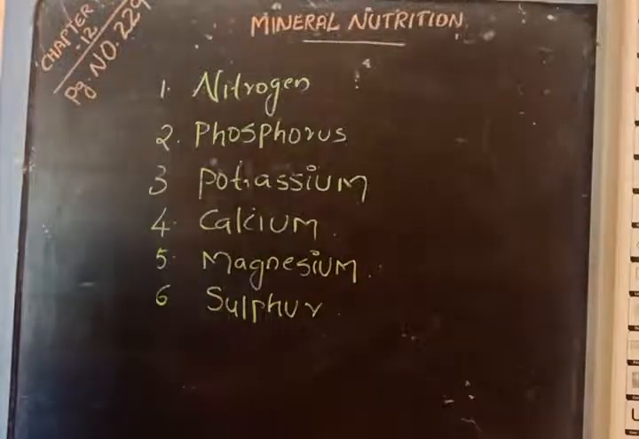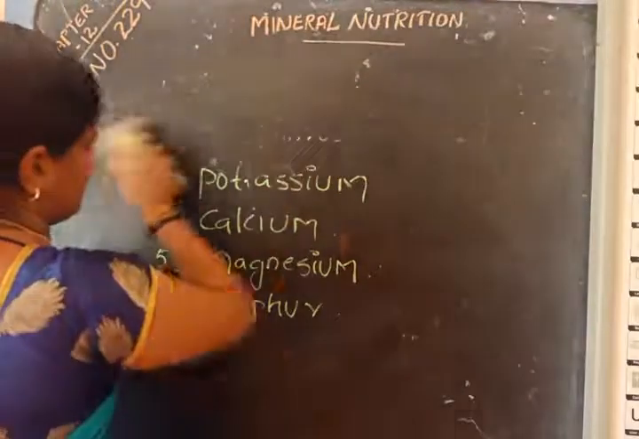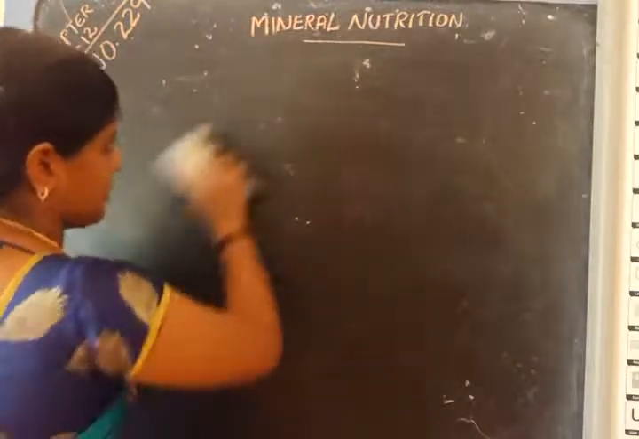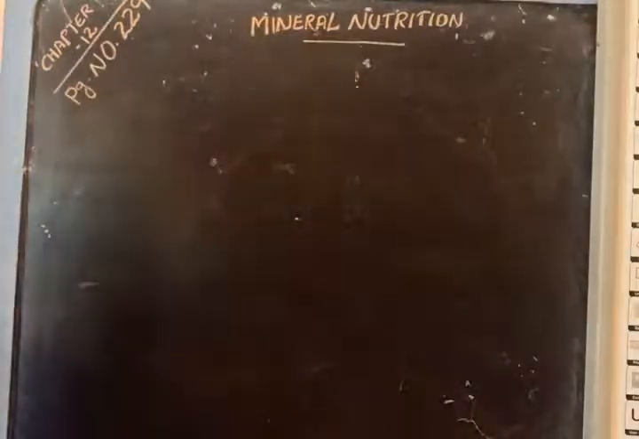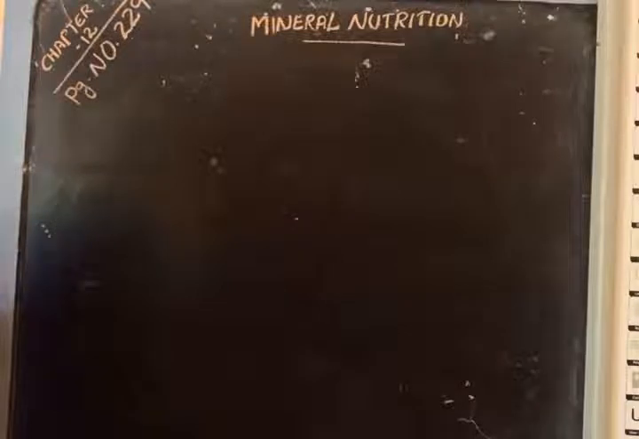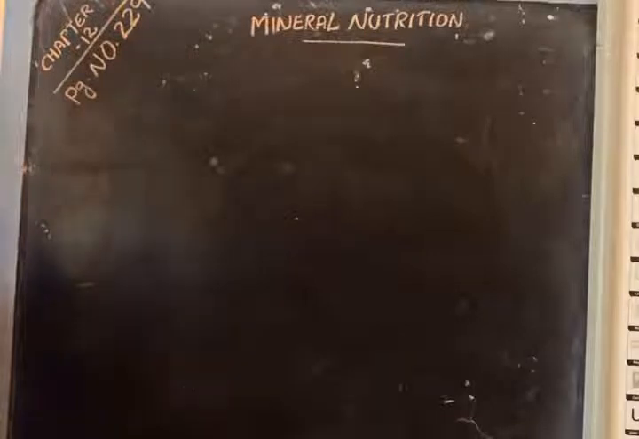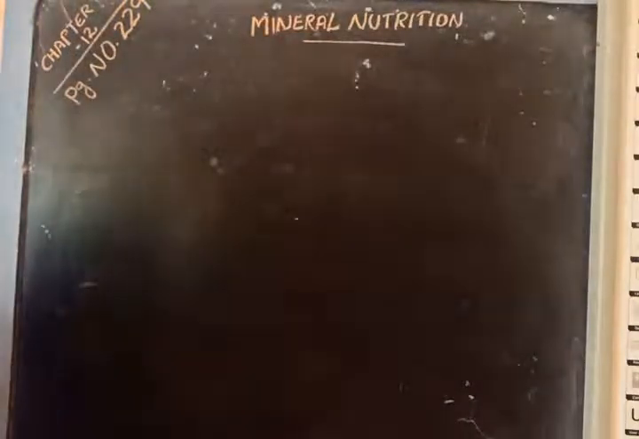Now we are going to discuss the function, mode of absorption, and deficiency symptoms of micronutrients. We know what micronutrients are: minerals which are required in low concentration. Even though they are required in trace amounts, they are essential for the metabolism of plants.